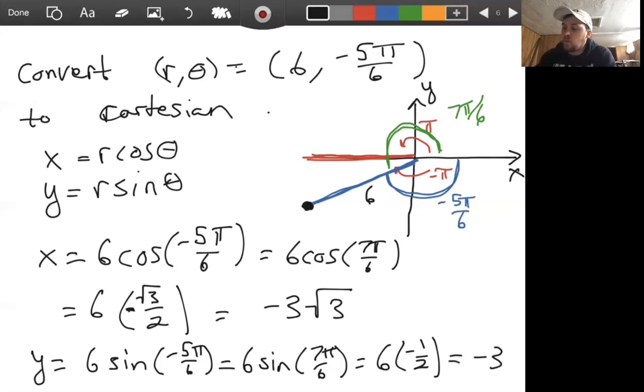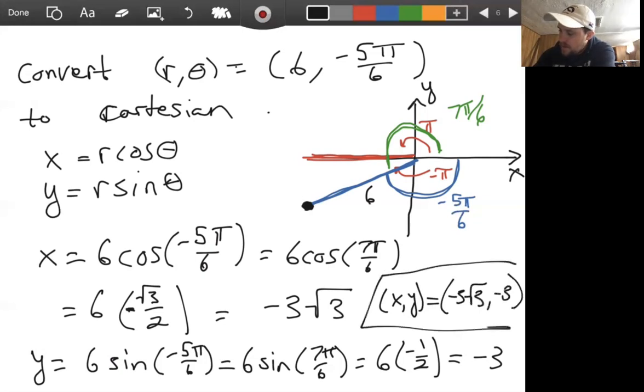And so the point 6, negative 5 pi over 6 in Cartesian coordinates is the point xy equals negative 3 root 3, comma, negative 3. And here's our conversion. Okay. And so there's an example of being able to go from polar to Cartesian.